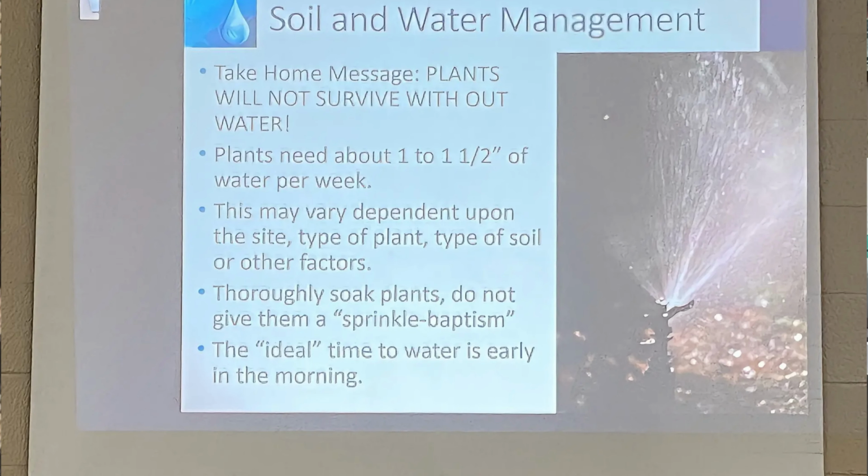So, soil and water management. Take home message: plants will not survive without water. Plants need about 1 to 1.5 inches of water per week. This may be very dependent upon the site, type of plant, type of soil, or other factors. Thoroughly soak plants. Do not give them a sprinkle baptism. The ideal time to water is early in the morning.